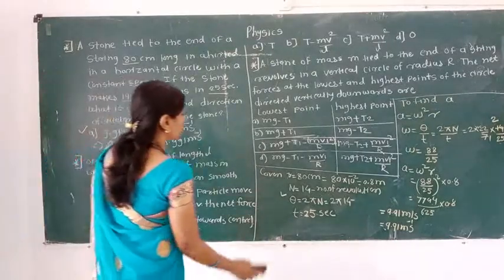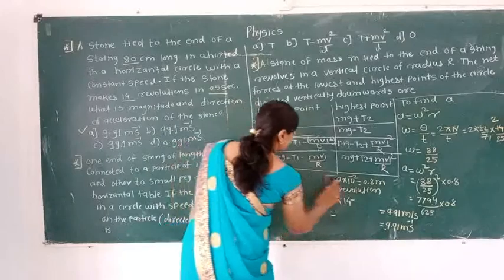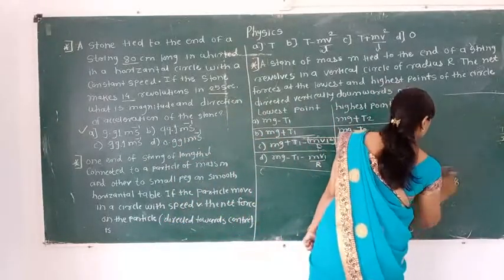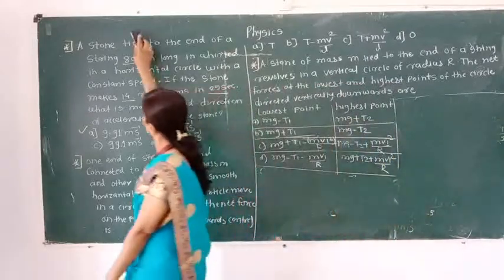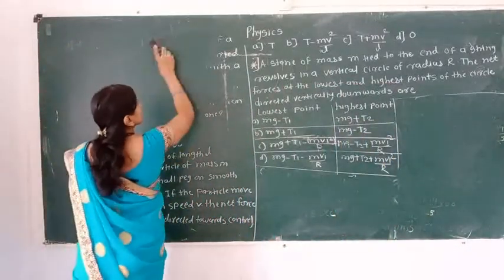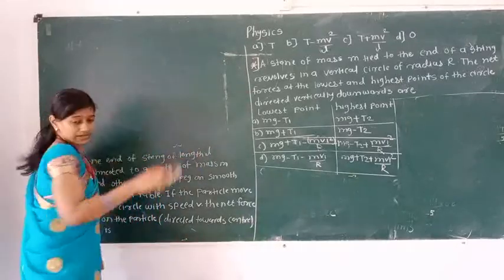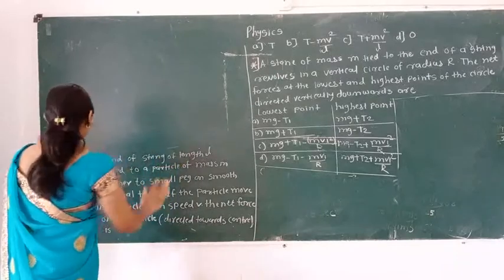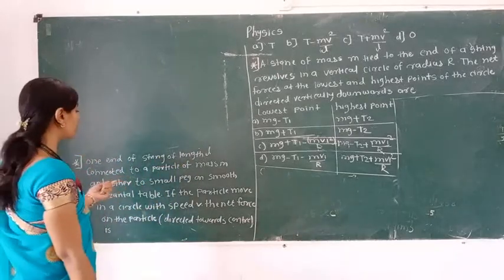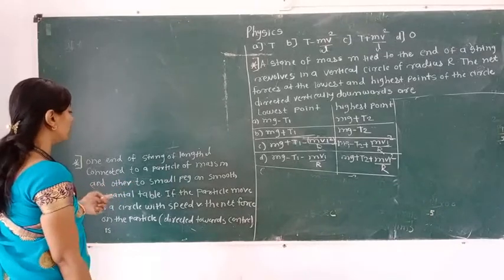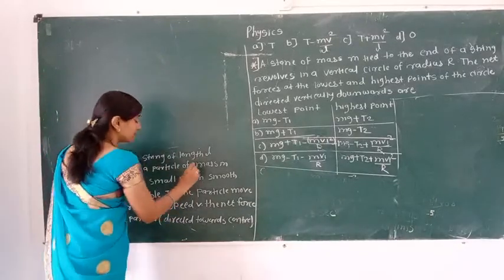Now we will move toward the next. Second one is there. See here, one end of a string of length L is connected to a particle of mass m and the other to a small peg on a smooth horizontal table. Peg means it is a board.